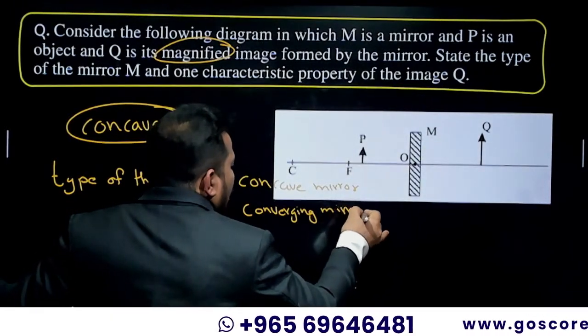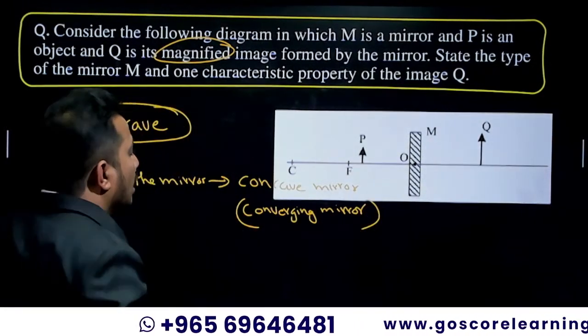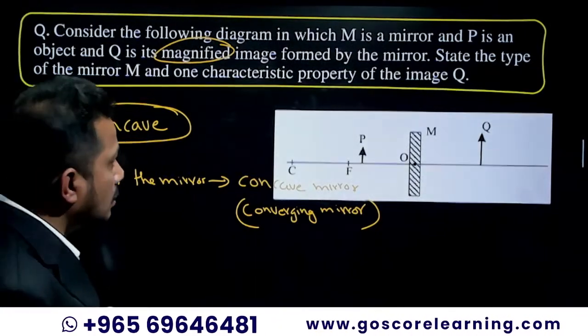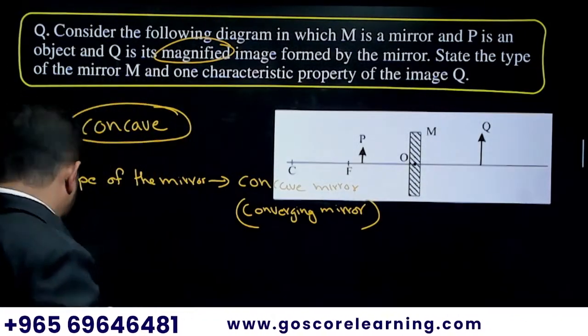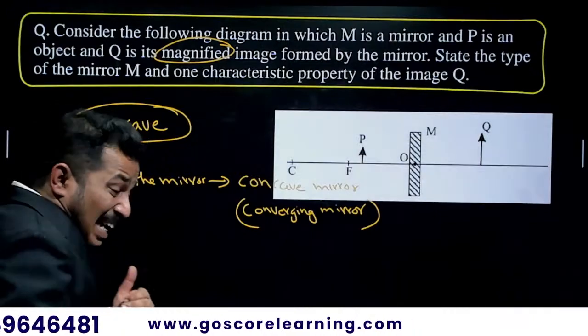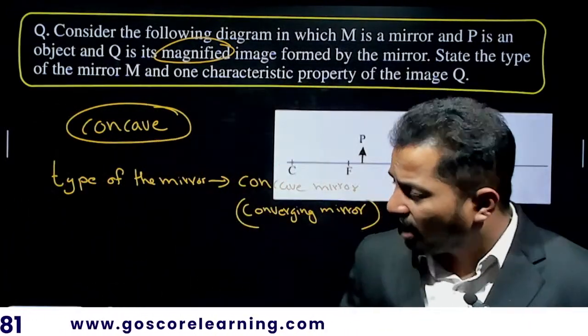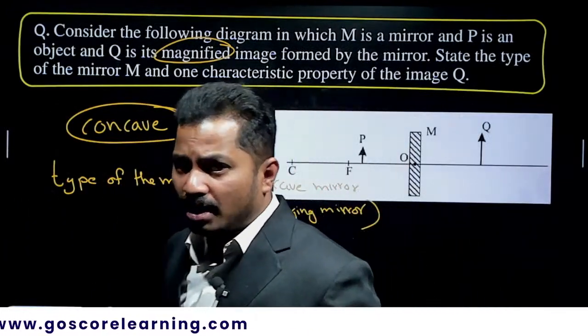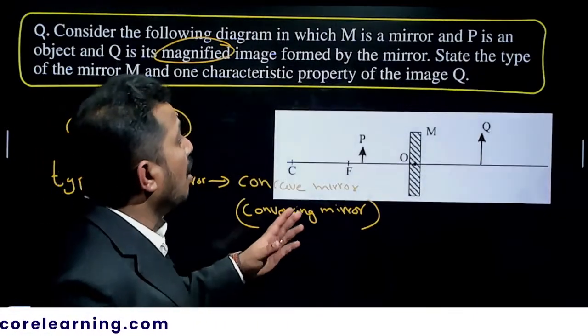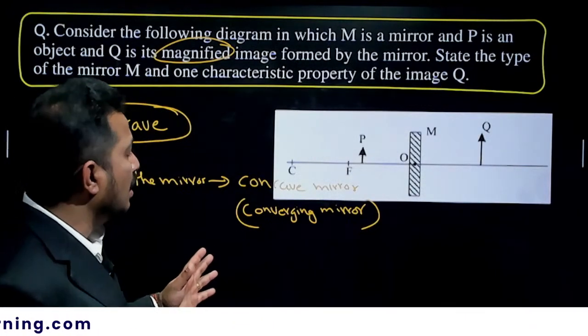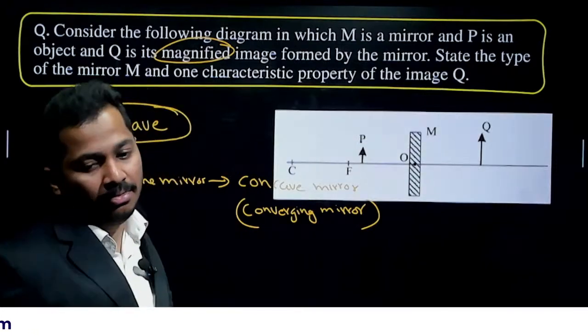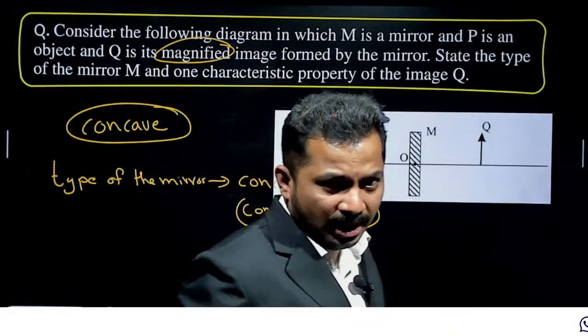As the mirror is not named but the type of mirror is asked, you should mention it is a converging mirror which is concave. If you write concave mirror also you will be awarded a mark, but if you have that kind of confusion, it is better to write both: concave mirror, which is a converging mirror.